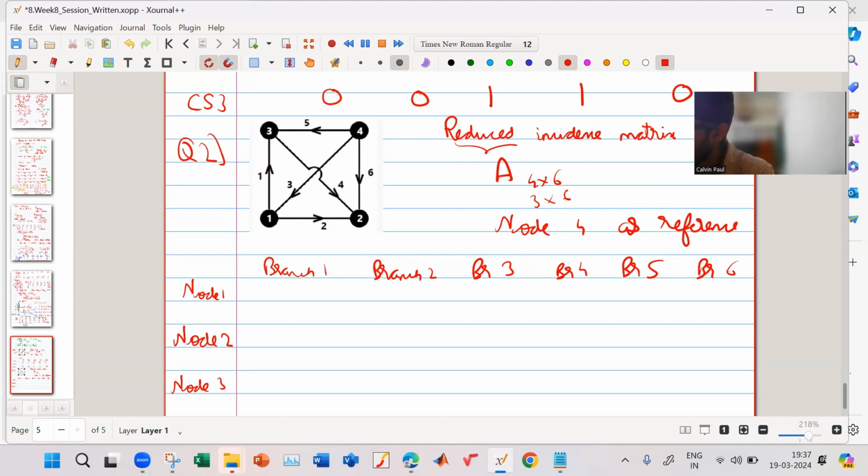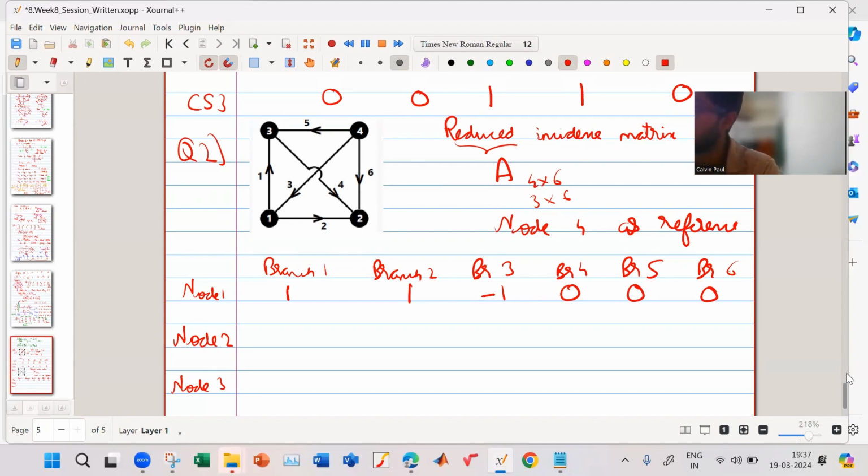I1 plus I2 minus I3 equal to 0. I1 plus I2 plus I3 minus I3 equal to 0. Minus I3 equal to 0. So 1, 1, minus 1, 0, 0, 0 for node 2.